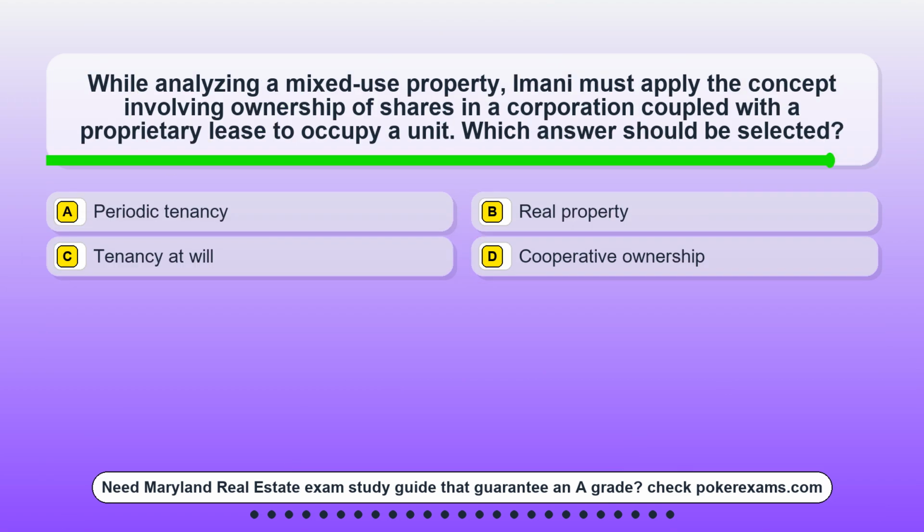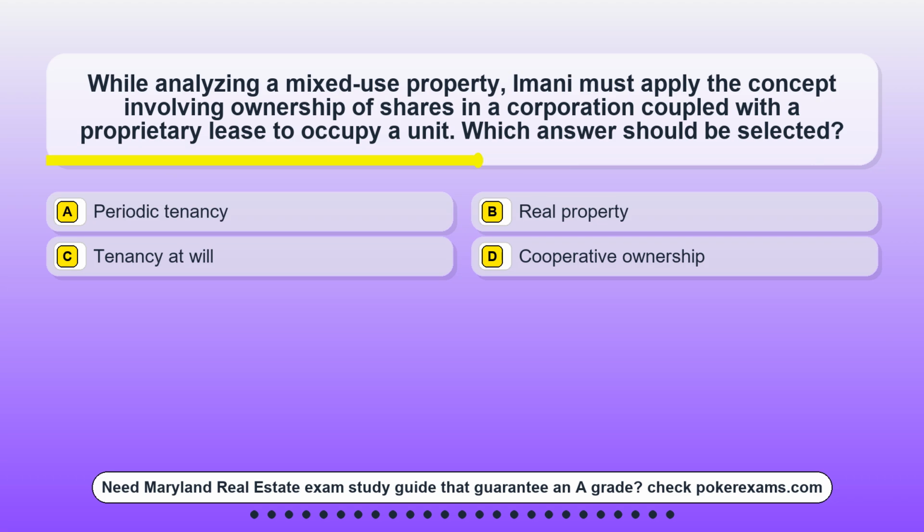Question 6. While analyzing a mixed-use property, Imani must apply the concept involving ownership of shares in a corporation coupled with a proprietary lease to occupy a unit. Which answer should be selected? Option A, periodic tenancy. Option B, real property. Option C, tenancy at will. Option D, cooperative ownership.